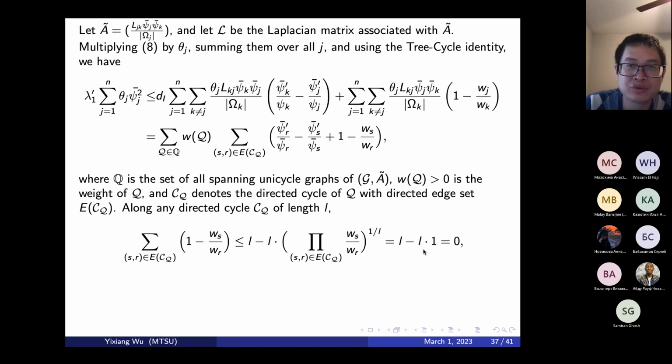Now is the place where we apply this tree cycle identity. We let A tilde be this matrix, and L be the Laplacian matrix associated with A tilde, and then multiply A by theta j. Here theta j is the cofactor of matrix L. Then we sum it up and use the tree cycle identity. We get this.